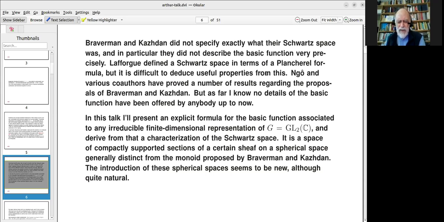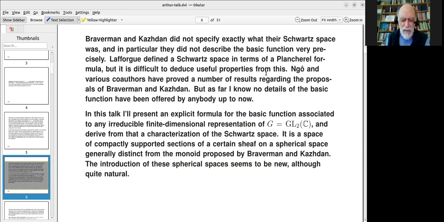But what's unusual is that the spaces I introduce are very different from the monoid proposed by Braverman and Kazhdan, and on which Ngo and his colleagues have worked. They're spherical spaces which in some sense cover the Vinberg monoid. But the relation between what I'm going to show you and older results is not quite clear to me. These Schwartz spaces are quite new and quite natural.